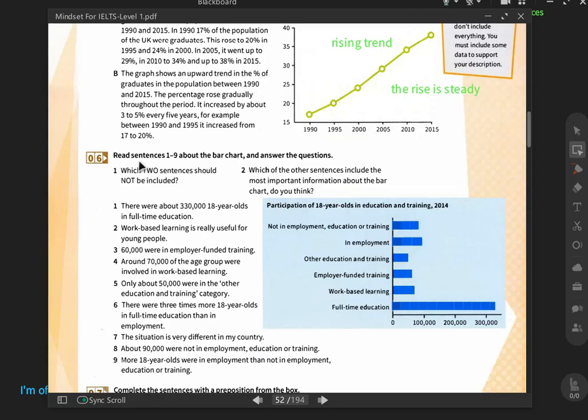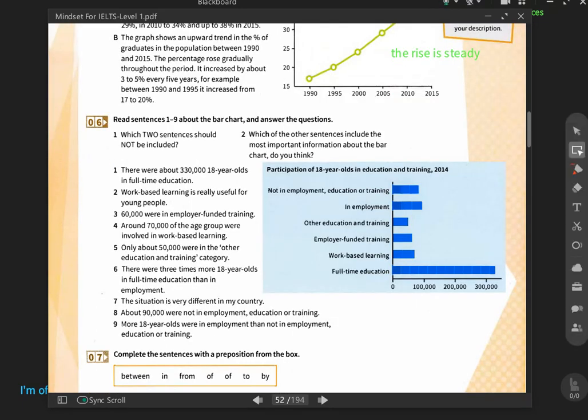Now read sentences 1 to 9 about the bar chart. So we have another chart, a bar chart here, and answer the questions. 1. Which two sentences should not be included? Which of the other sentences include the most important information about the bar chart, do you think? Number 1, tell me, what do you think?